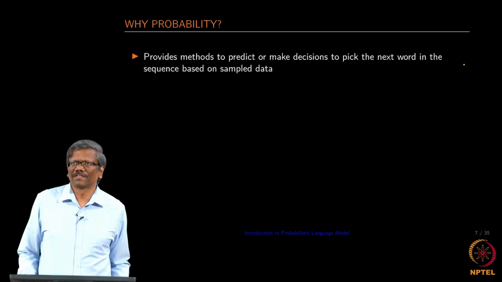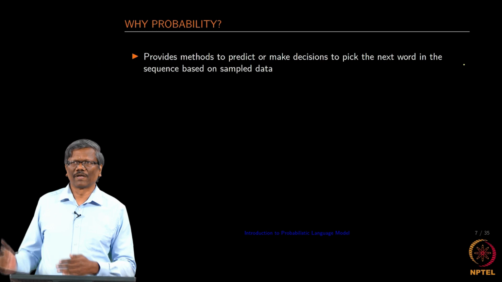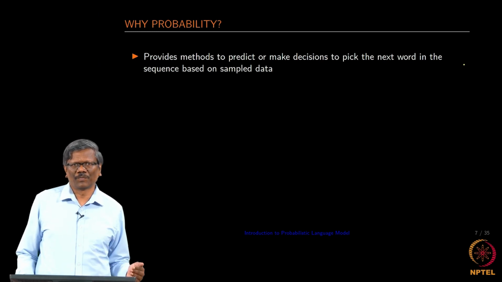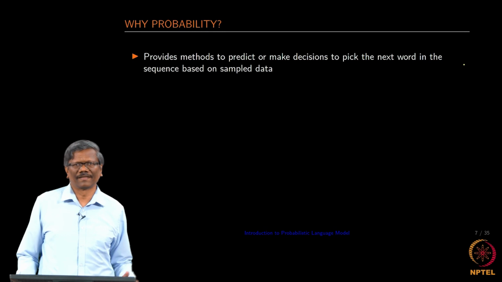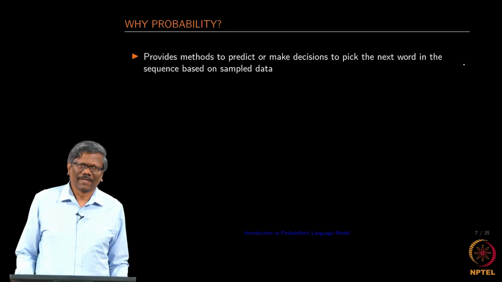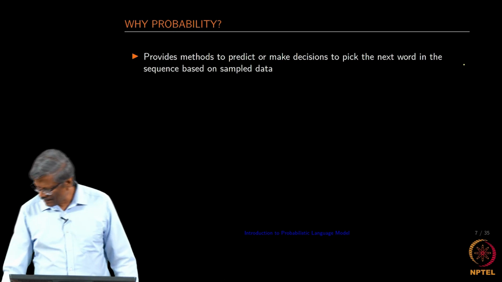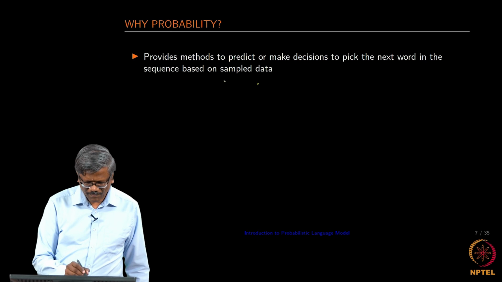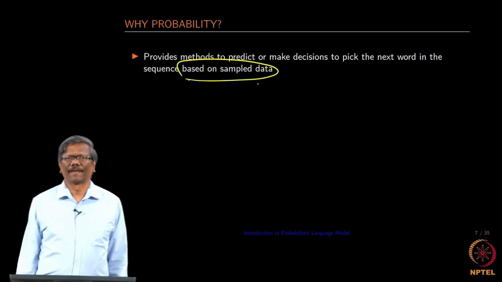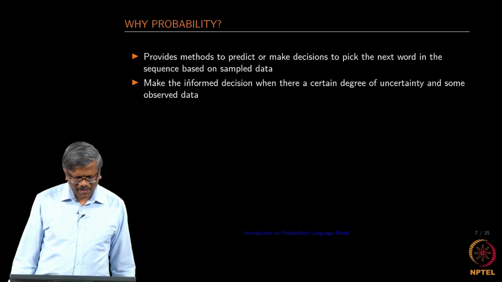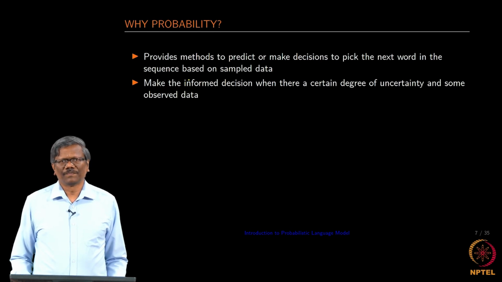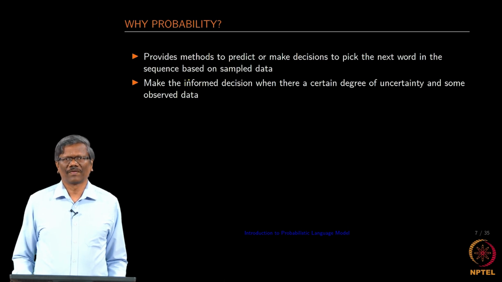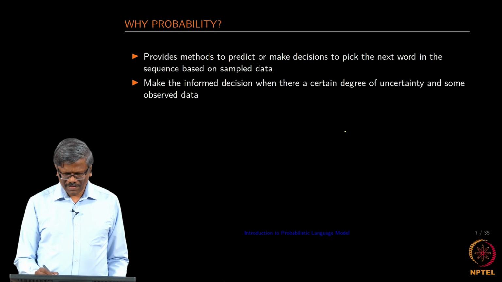In the earlier case of the first 3 slides, if you look at that, the words how, are, and you, the last word, had happened so many times. So, I can say with very high probability that "how are you" is more likely to be formed than any other sentence at the bottom of the graph. That decision was taken based on the sampled data. So, we can make some informed decision when there is a certain degree of uncertainty and some observed data are available, correct.